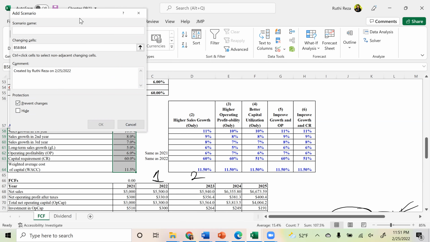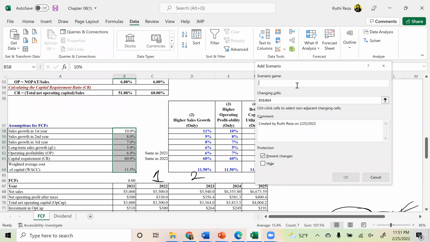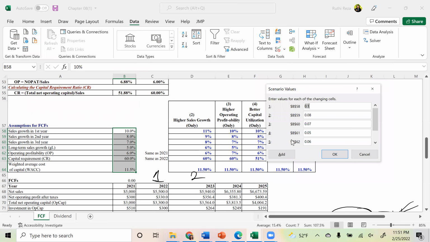Now let us put the second scenario name. In this case, it is higher operating profitability. Again, we are going to perform this scenario analysis by changing the cells in the assumption section. Then hit OK. Then let us put all the numbers: 10%, 8%, 7%, 5%. This one should be 7%, the operating profitability. Then other factors should remain the same as they are.